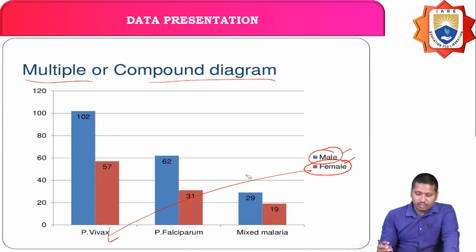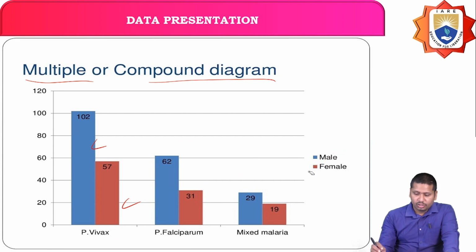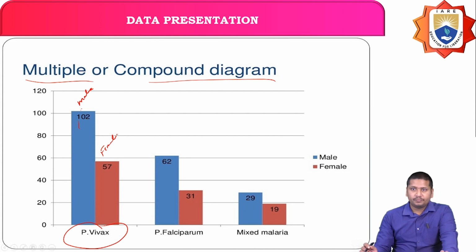So by seeing this, the blue indicates the male, and red indicates the female here. So for vivax, one or two males will be suffering from vivax, and then 57 females suffer from it.